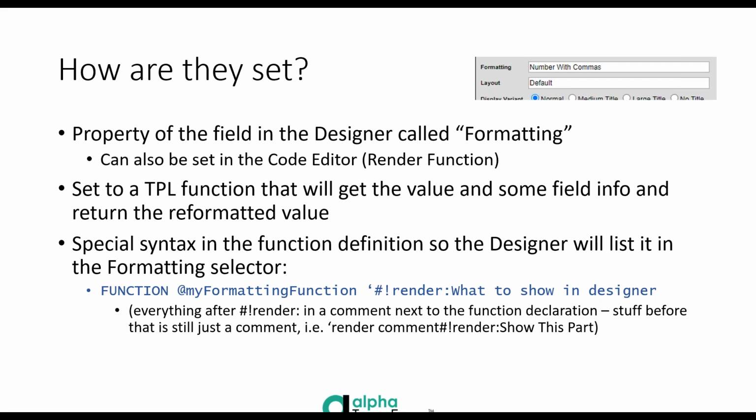So the way you set these up is there's sort of a special syntax. You declare your function, and then in a comment on the first line, when you put this, hash bang render colon, this actually tells you what's going to show up in this list, right? And you can still put comments in here, right? So this is a comment, blah, blah, blah, and then this is the part I want to show up here. So that's basically what you do to declare something as a formatting function, and then you'll be able to set them on your fields.